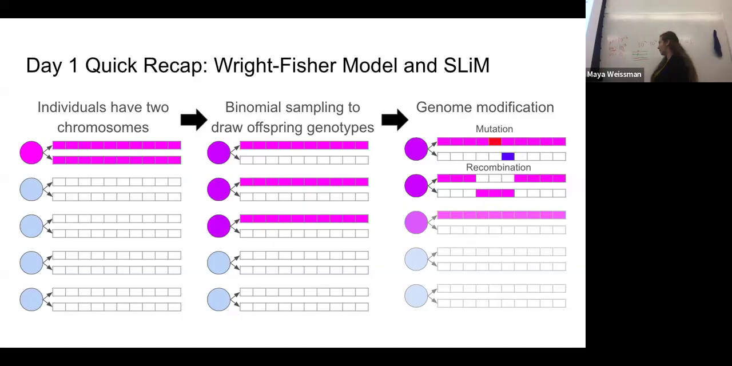And so why might that be important? These should all be in line. Why is that? Why do we care about recombination events? Anyone want to share what you think, why might we care about recombination?